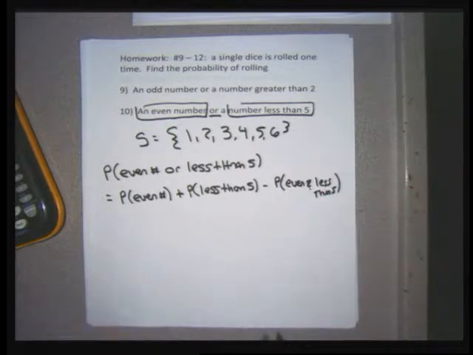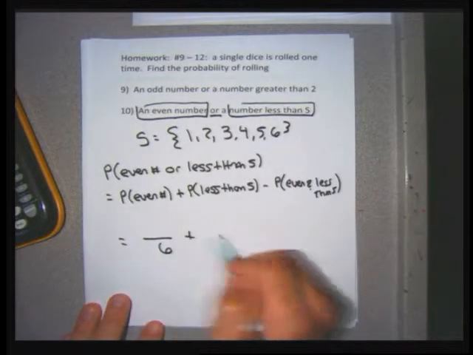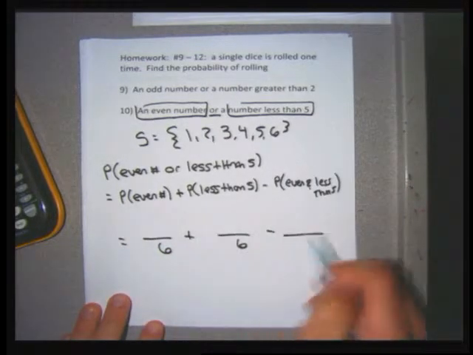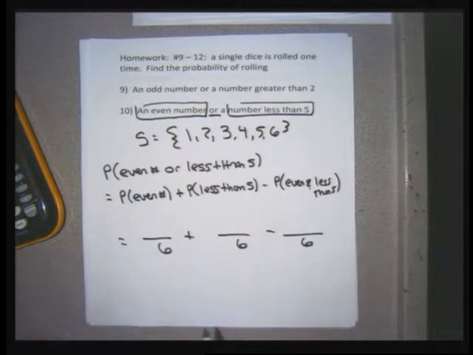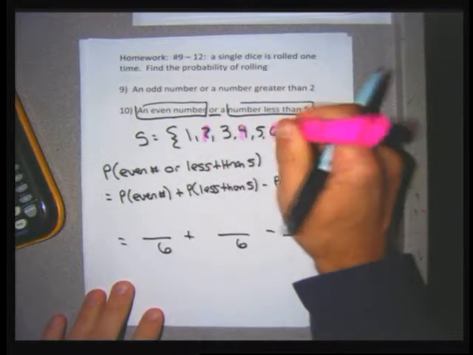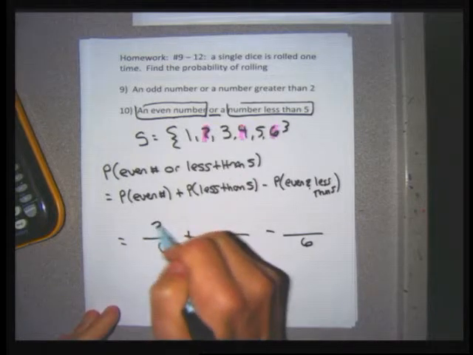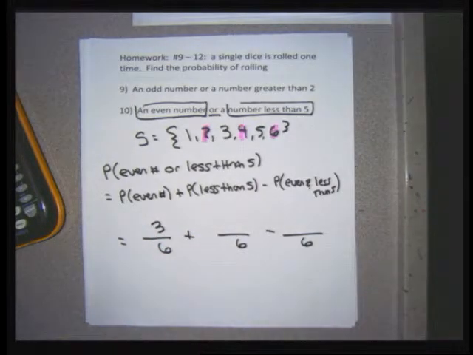So I need to do 3 fractions. Each fraction is going to have a 6 in the denominator because the sample space has 6 items. So first I'm going to do the probability of getting an even number, and the even numbers in my sample space are 2, 4, and 6, so the probability of getting an even number is 3 over 6.